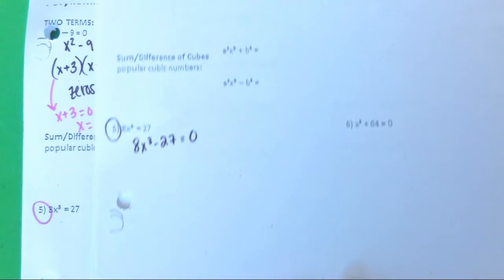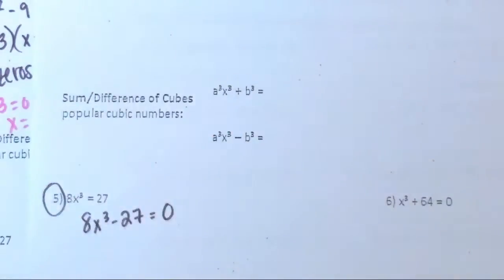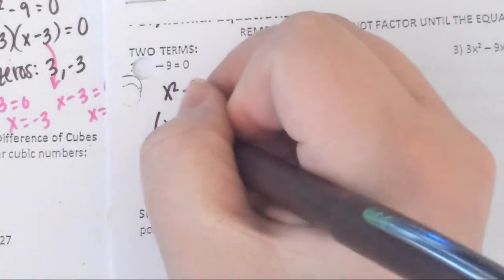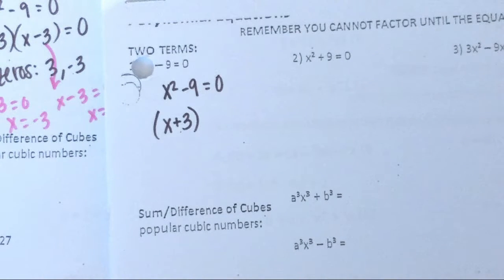Instead, we're going back to number 1. I love number 1. It's an easy factor. What is the answer on number 1? x plus 3. I know I heard it from 2 and 4.